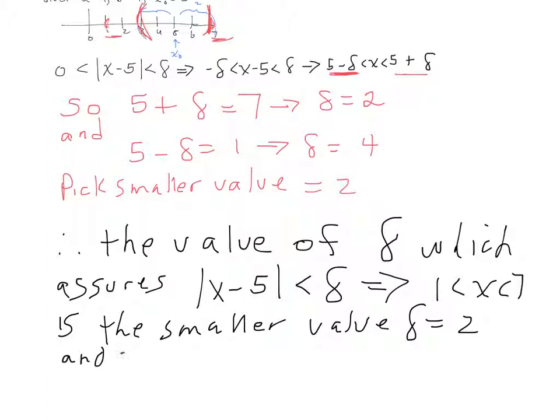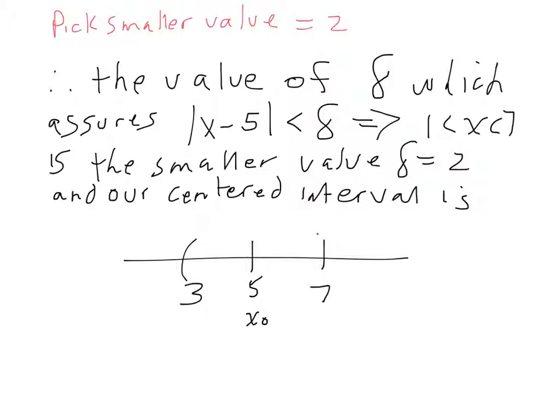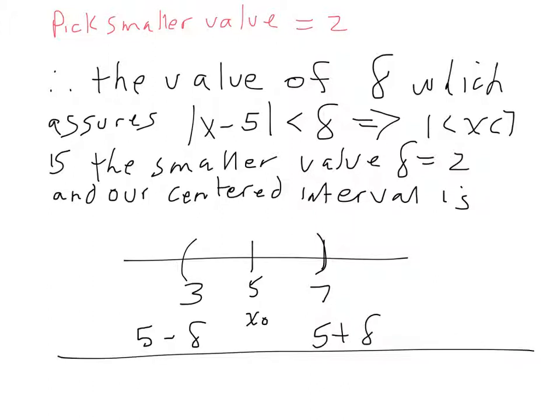And our centered interval is 3 to 5, again our x naught, and then our 7. So in other words, this was our 5 minus delta and our 5 plus delta. Okay, you're going to see when we go through an example with the whole xy deal, you're going to say step 2 is centering it. It's just using this technique here to actually center it.